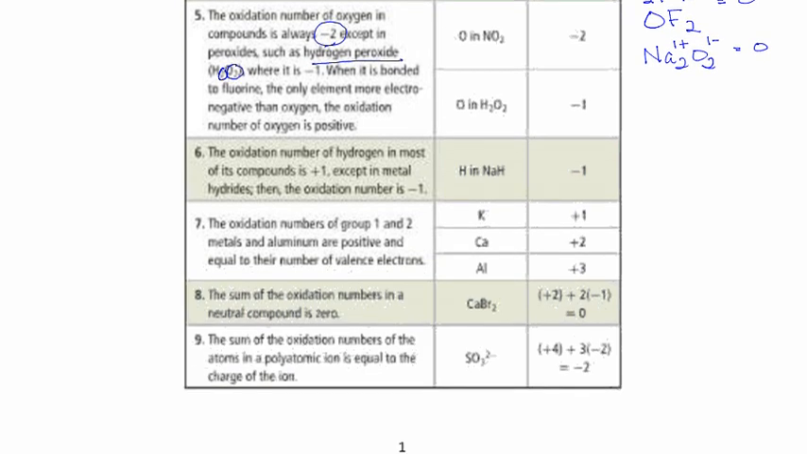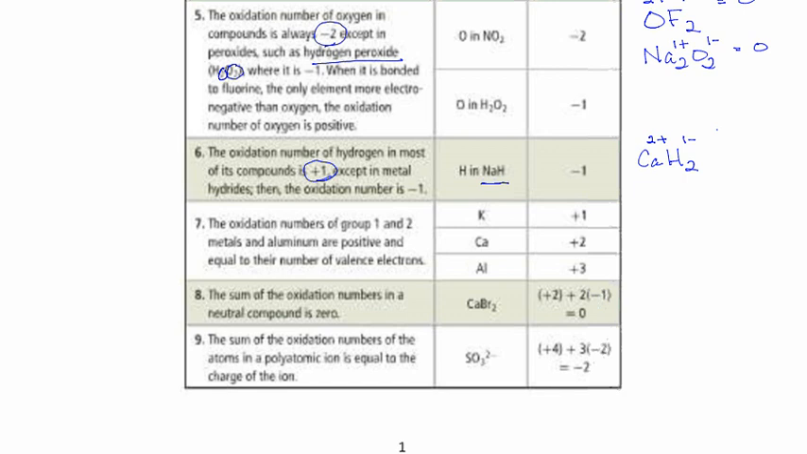Number 6, hydrogen is almost always +1. The exception is when it forms a hydride. A hydride is where you have a metal from group 1 or group 2 attached to hydrogen. So calcium hydride. Calcium is +2, so H has to be -1.